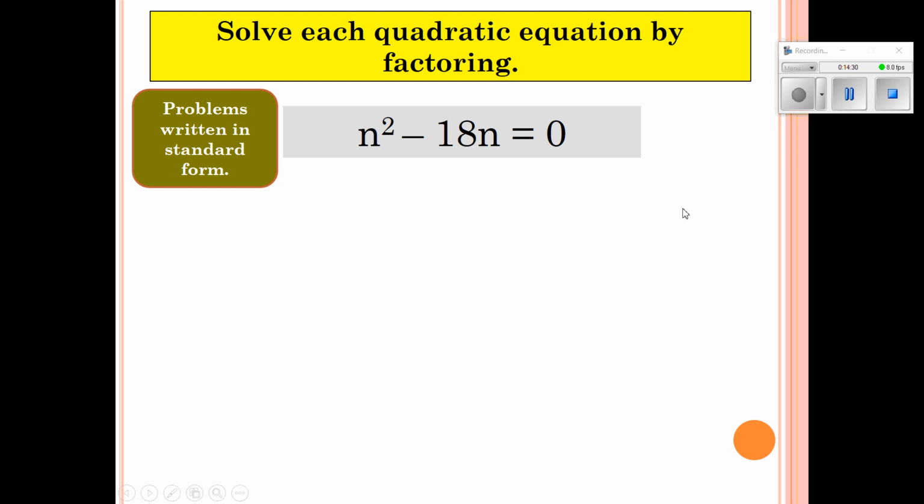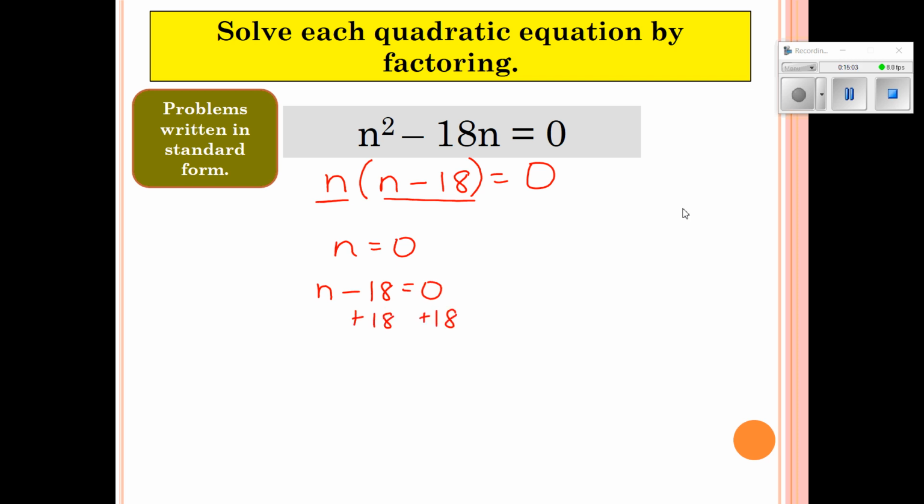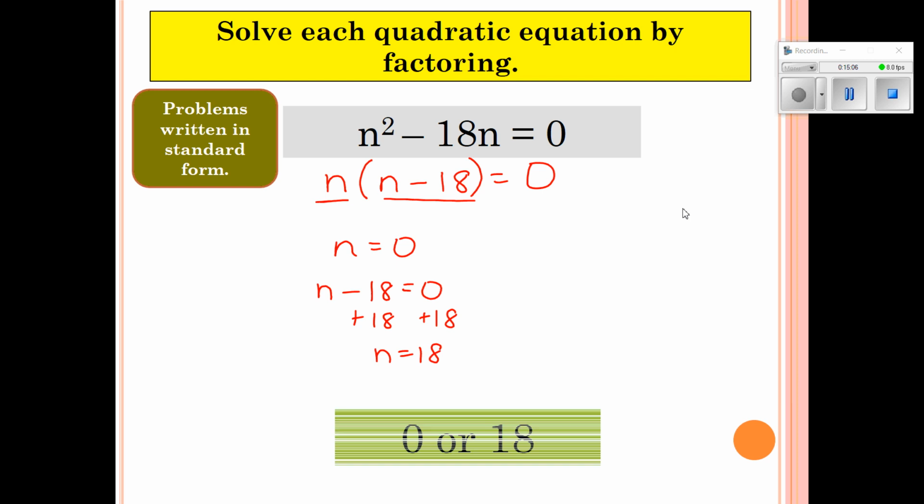Okay, again, we check for the difference of 2 perfect squares. It's not. You can't take the square root of 18. But there is something that I can do, and that's the first step. Always check for a greatest common factor. They have the greatest common factor of n. When I factor it out, that's n times n minus 18. So one of these, either the n or the n minus 18, has to be equal to 0. So we set the n equal to 0. So there's one of your solutions already. And then we say n minus 18 is equal to 0. And when we move that to the other side, we find that n could be equal to a positive 18. So it's 0 or 18.